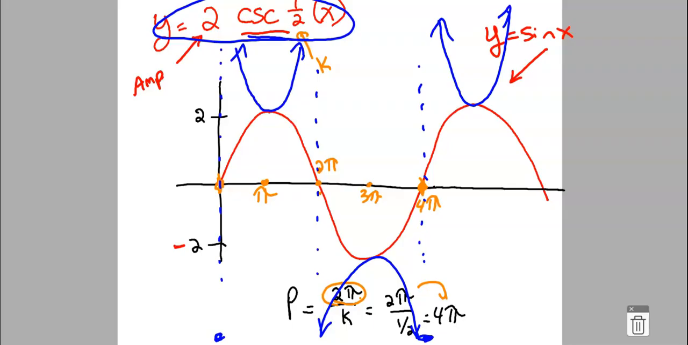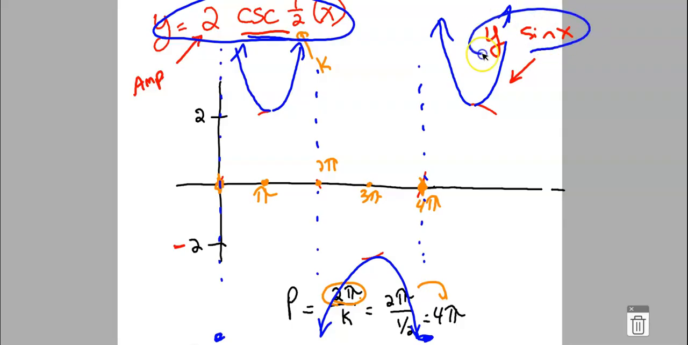And by the way, let me make sure you understand. The red function is the sine function, and it only helped me graph the blue. The blue function is actually the graph that is my final answer. The blue is cosecant right there. 2 cosecant of 1/2 x is graphed right there. The red was there just to help guide my cosecant function. I just graphed the sine function first, and then that helped me guide my graph for cosecant.